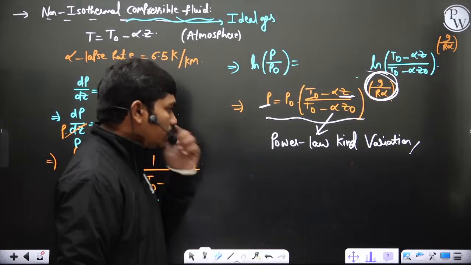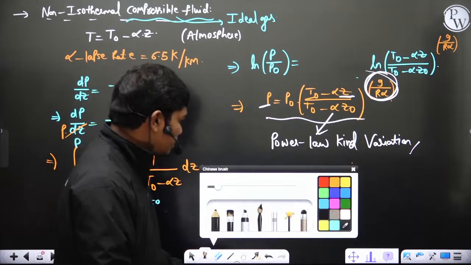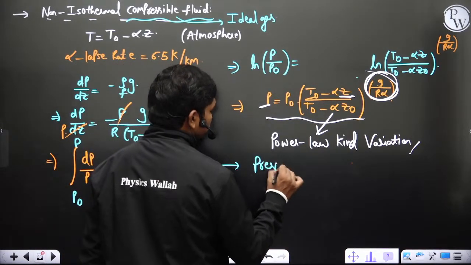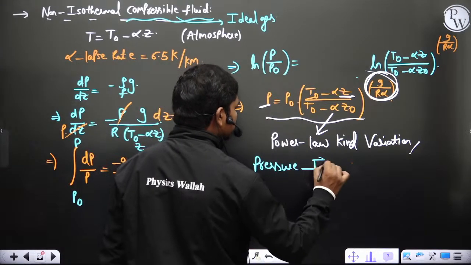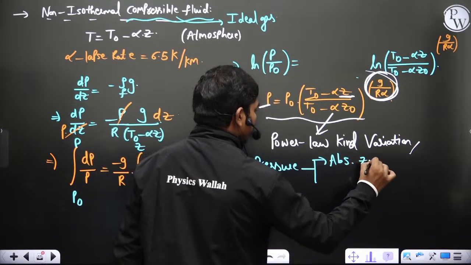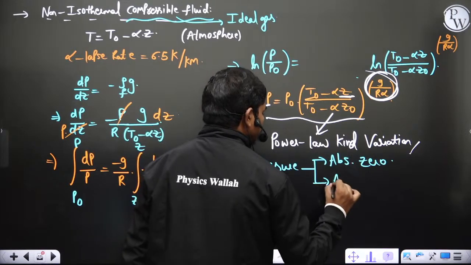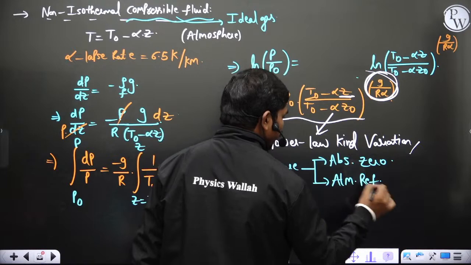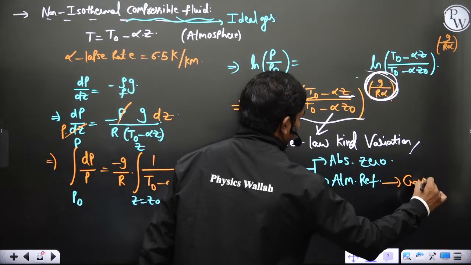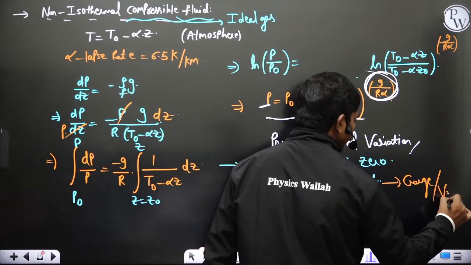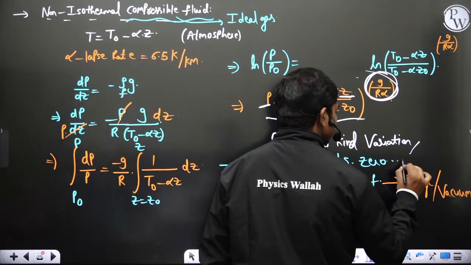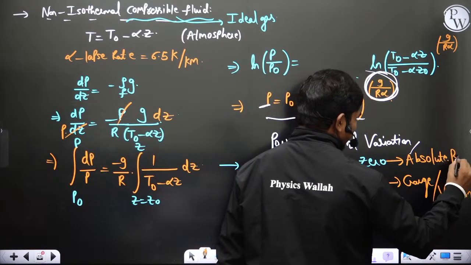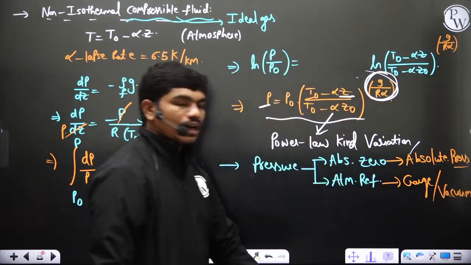So obviously you know that pressure is measured with respect to two references. One is absolute zero and the other is atmosphere reference. So this is called gauge pressures, or vacuum pressures, and these are called absolute pressures.